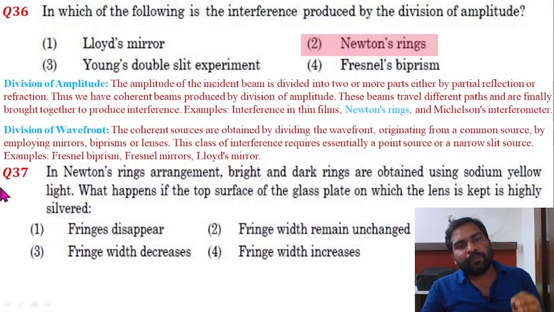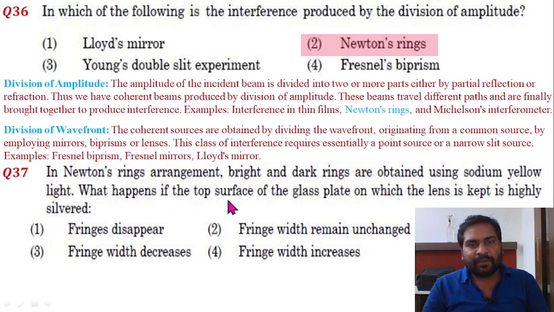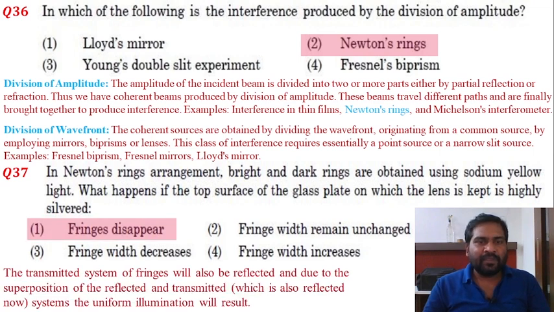Question 37. In Newton's ring arrangement, bright and dark rings are obtained using sodium yellow light. What happens if the top surface of the glass plate on which the lens is kept is highly silvered? Your fringes will disappear. Option 1 is correct.